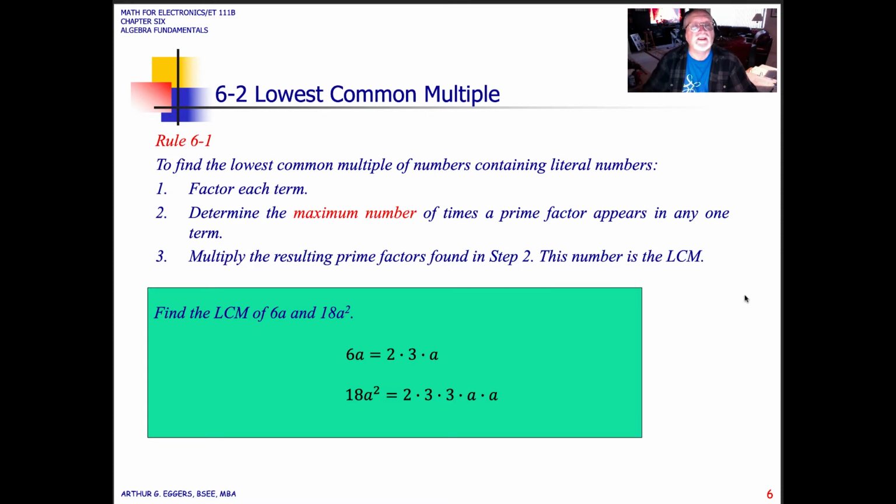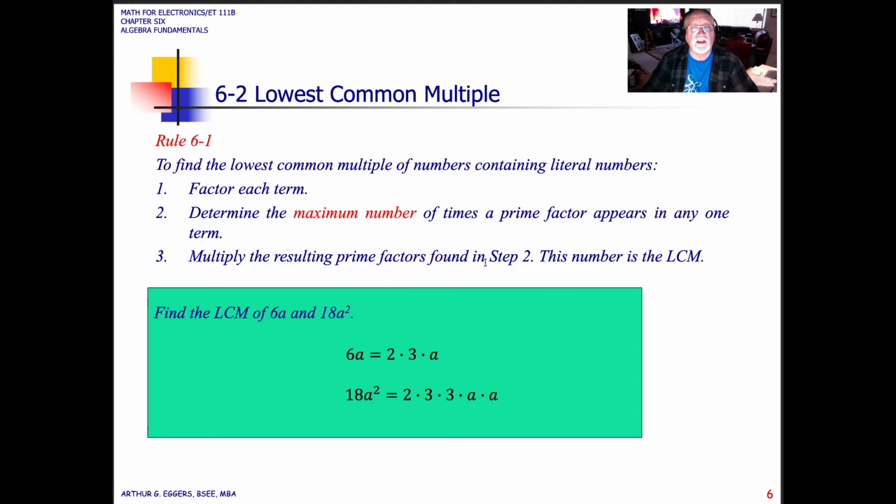So the rule states that to find the lowest common multiple of numbers containing literal numbers, i.e. those variables, factor each term, determine the maximum number of times the prime factor appears in one term, and then multiply the resulting prime factors found in step 2. So we've done this before, but now we're doing it with variables.